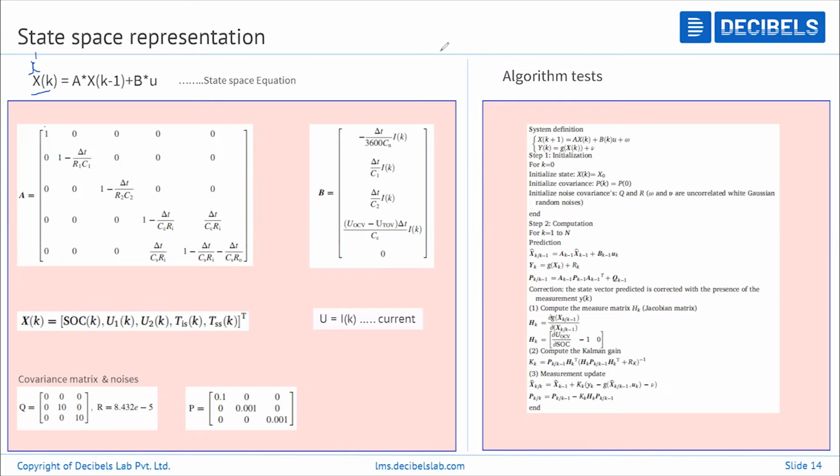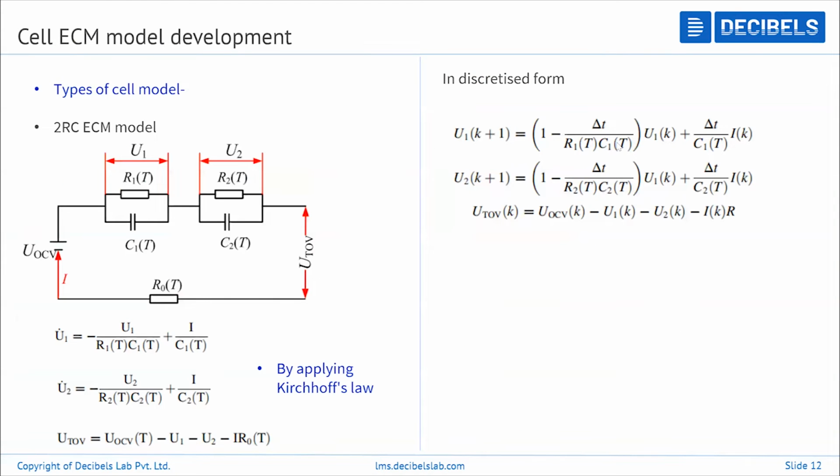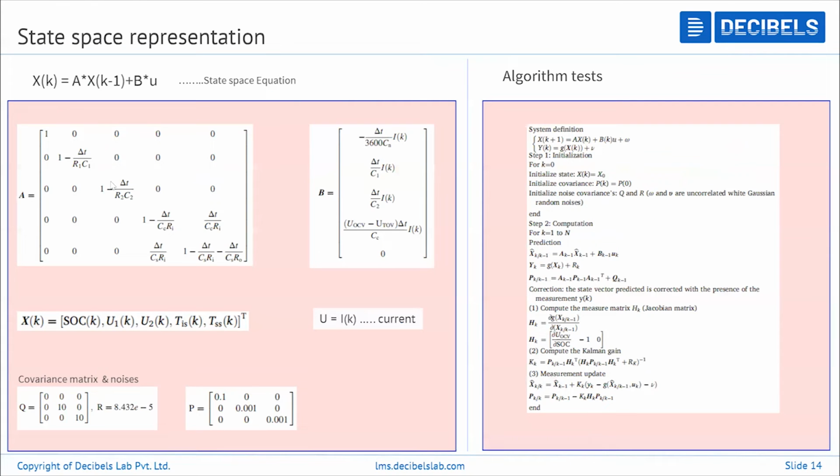If I try to compare with the previous cell thermal models, you can see 1 minus delta T upon R1 into C1, 1 minus delta T upon R2 into C2. So the same equations have been used, right? And from the thermal model, here we are going to put the update matrix.